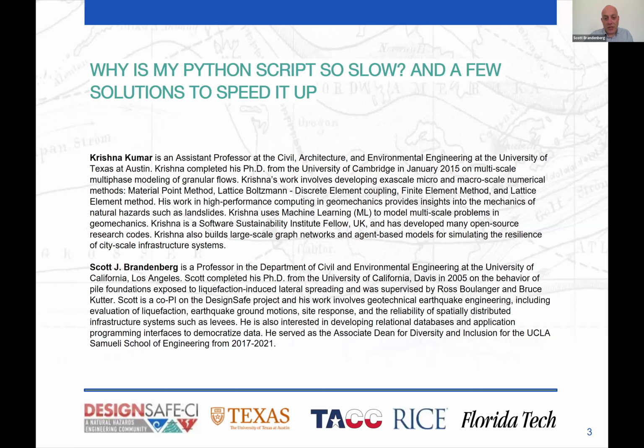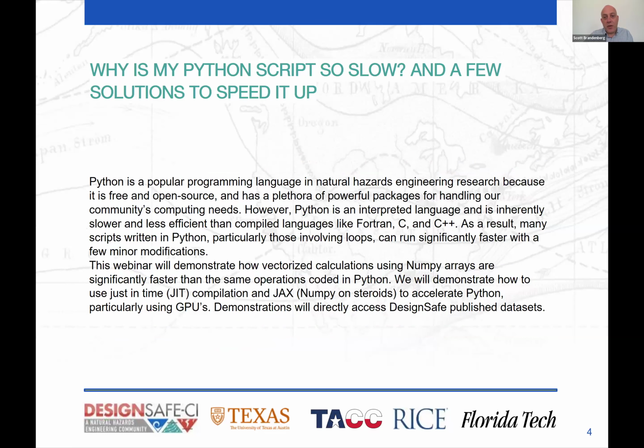We've both been very involved with DesignSafe, and so it's a lot of fun to be here together with Krishna. The reason we're doing this webinar is that Python is very popular. A lot of people are using it, and there's a lot of powerful packages. It's the primary language for machine learning and AI. But there are some limitations of Python. It's a great tool. We're not here to tell you not to use Python, right? But there are some limitations because it's an interpreted language rather than a compiled language. And so it has some things that are not very efficient and can be pretty slow.